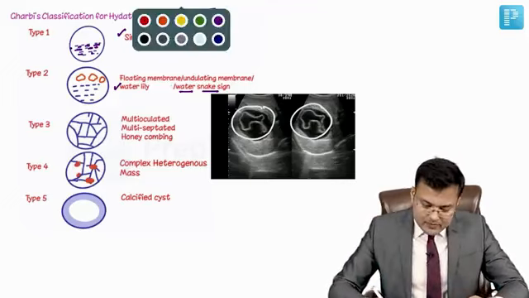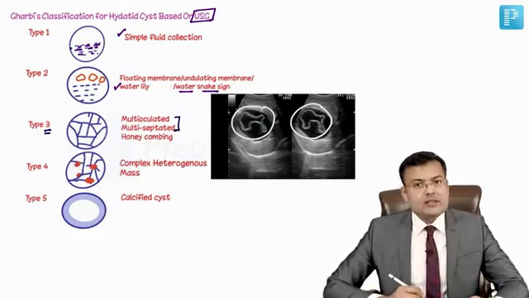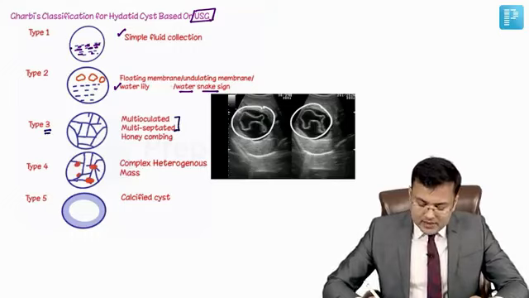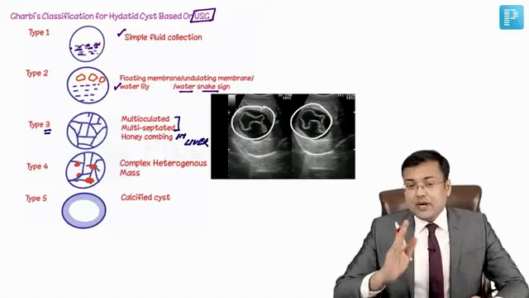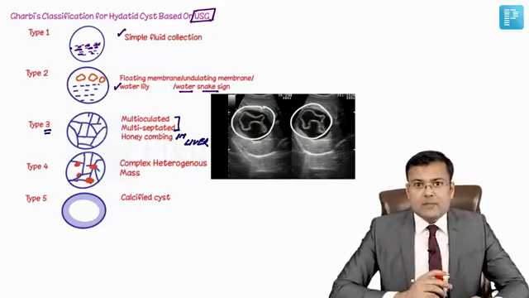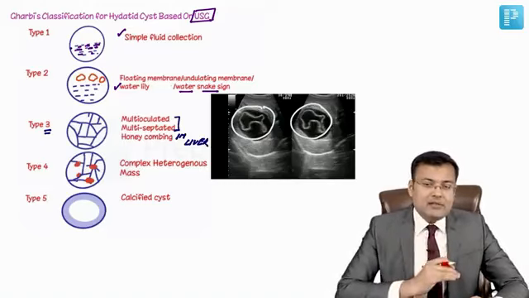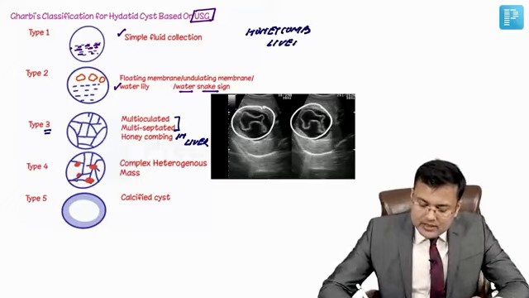In type 3, there are multiloculated or multiseptated cysts. It is having which kind of appearance? Honeycombing. So there is honeycombing in liver in type 3. But honeycomb liver is seen in actinomycosis. Honeycombing in liver is seen in hydatid cyst. But honeycomb liver, and this is seen in actinomycosis.